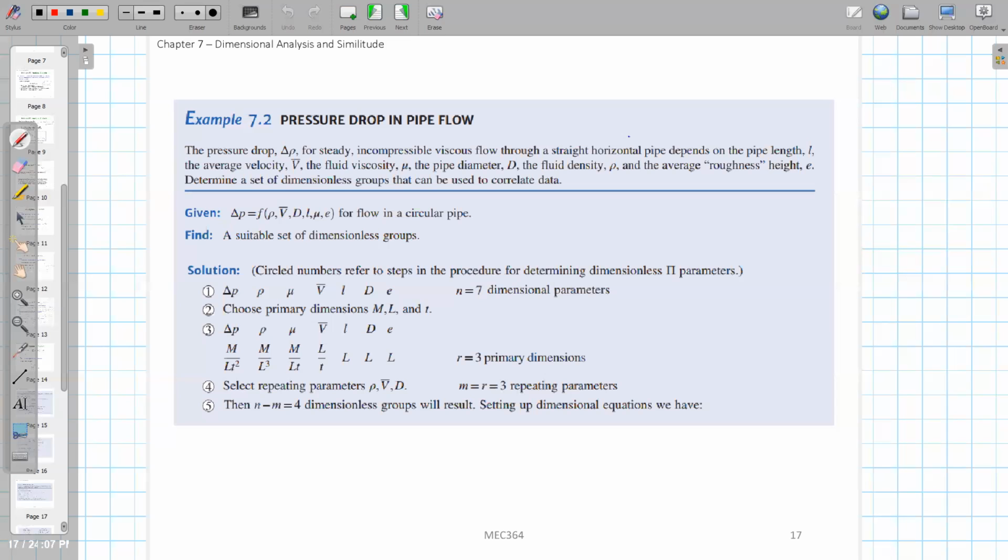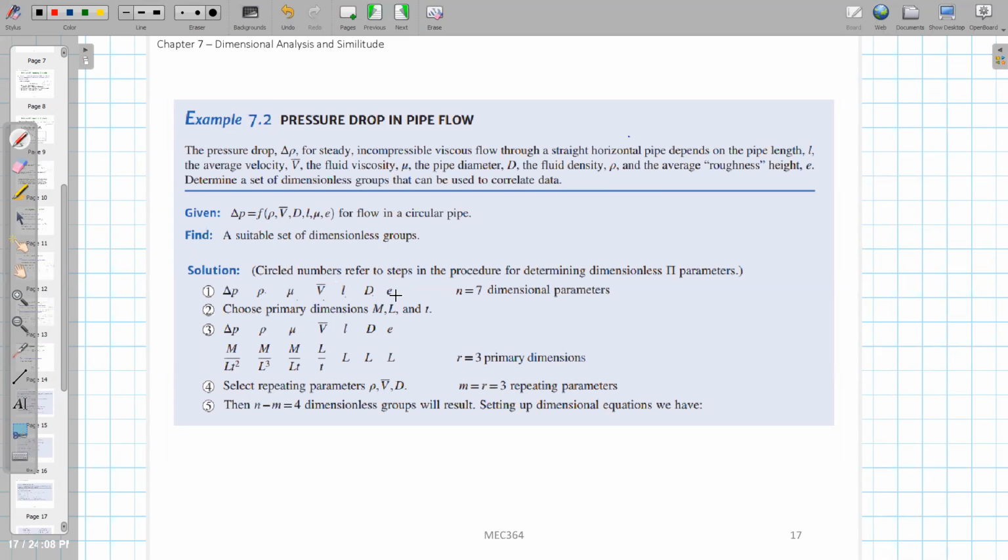So we want to reduce this problem to a smaller number of dimensionless parameters. First, step one, the circled one here: you list all the dimensional parameters involved. Delta P is what we want to measure, and we have rho, mu, V bar, the pipe length, pipe diameter, and pipe roughness.